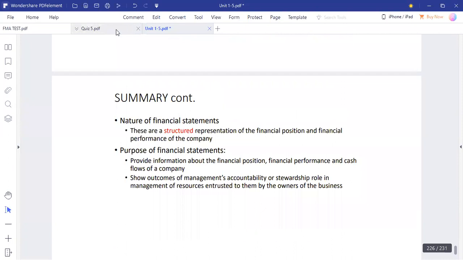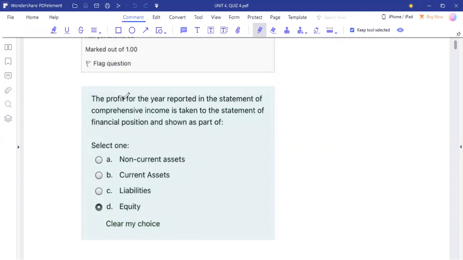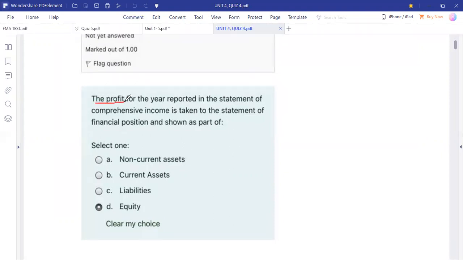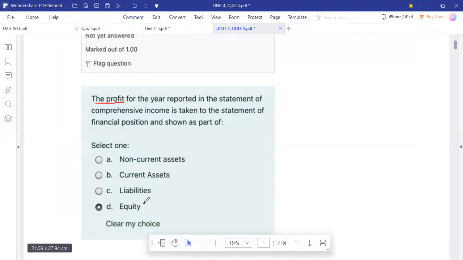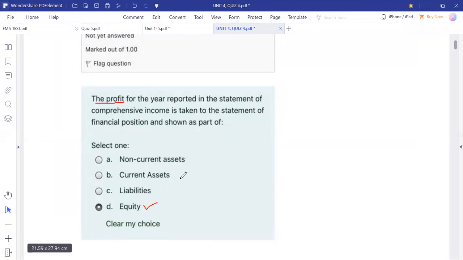So when we go to our quiz quickly, questions pertaining to this were as follows. Number 1, we were asked to say the profit of the year reported in the statement of the comprehensive income is to be taken to the statement of the financial position and shown to be part of what? The profit has to be taken to the balance sheet to be part of what? Equity.